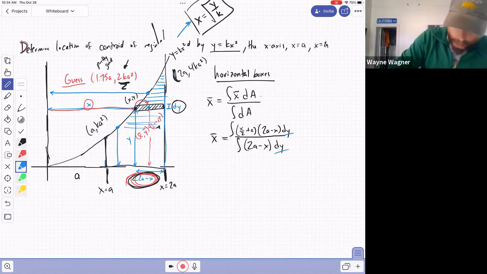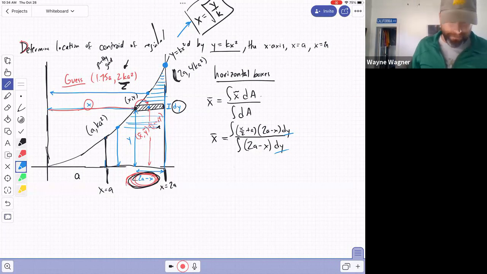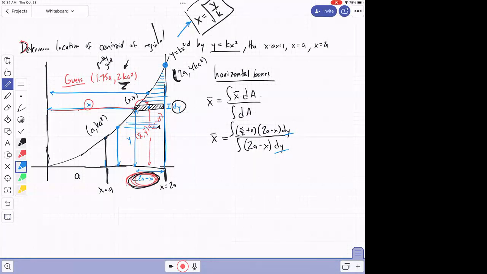Okay, so actually I need to go from a Y value here. What's my bottom Y value? 0.